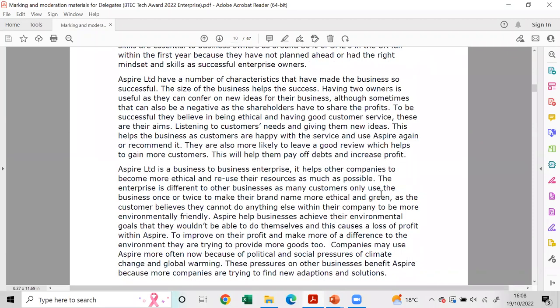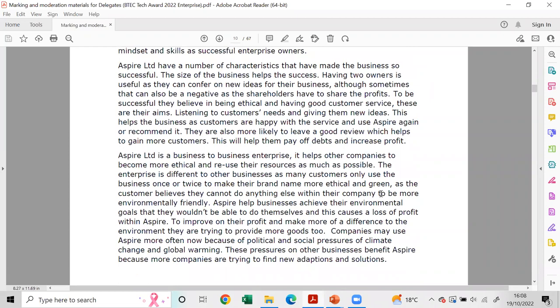Then they go on to say they have a number of characteristics, which they've looked at as the size of the enterprise, having two owners, although that could be negative. But is that necessarily looking at skills and characteristics of the entrepreneurs? That's what you have to ask yourself here. Is this relevant to this part? Okay. To be successful, they believe in being ethical, having good customer service. These are their aims. So that's, again, just mentioning their aims again.